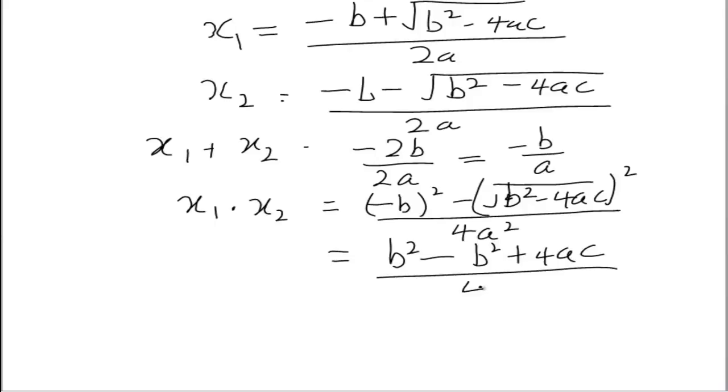all over 4a squared. So the b squareds fall away, and then your 4's fall away, and then you will end up with c over a. So your sum of roots is that, and your product of roots is that.